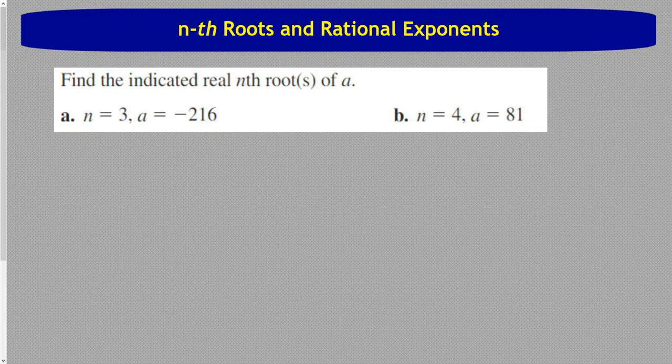So find the indicated nth roots of a. So if a is negative 216, I'm looking for the third root. So this is what it's asking us to do. Okay. So if you don't know what the cube root of negative 216 is offhand, that's okay.